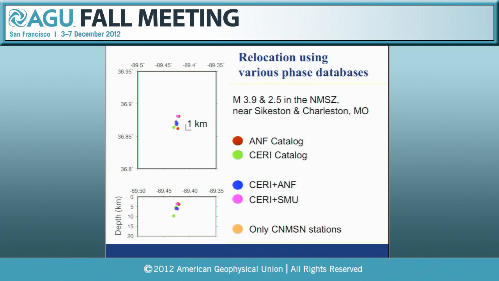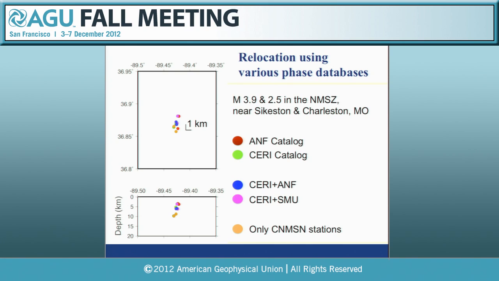Right? So if you just combine SERI and ANF, you get the blue locations. If you combine SERI with all of the phases my undergraduates and I have picked, you get the pink locations. Now, for these 2 events, SERI actually picked up a number of transportable array stations in part of their catalog. So if you remove those, so this is, if these earthquakes had happened 2 years ago and the transportable array wasn't there, what would these locations be in the catalog? This is what you would get next, the orange, all right?